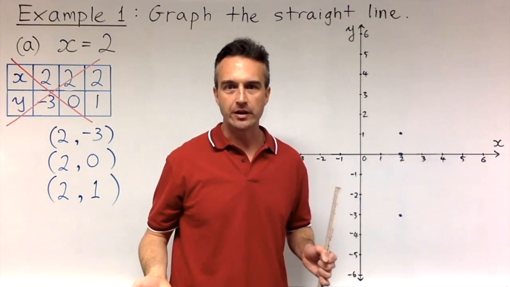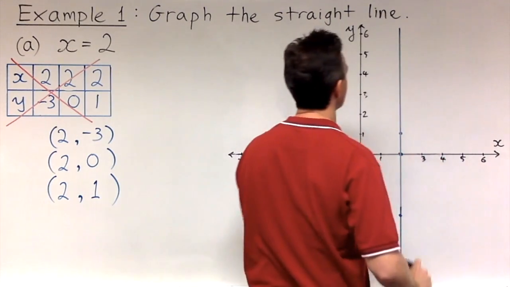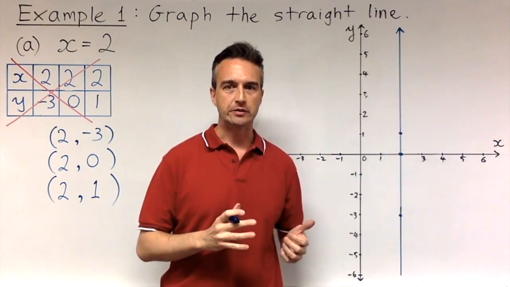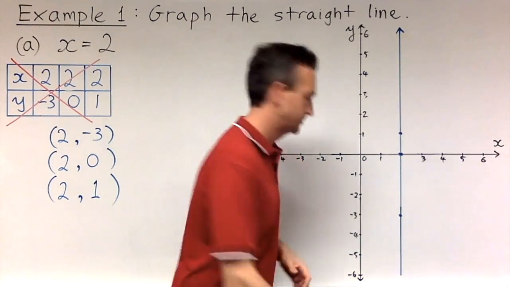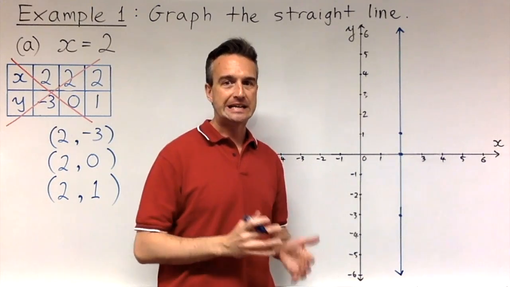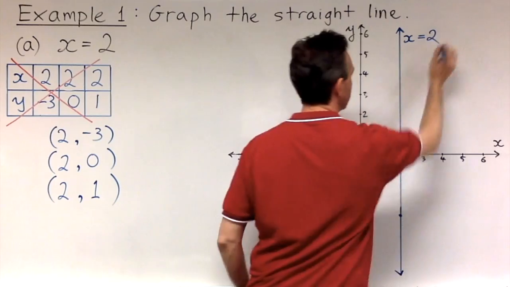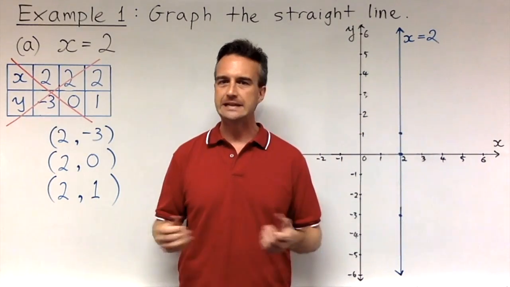Now we can just draw our line with our 3 points. And there we have our straight line graph. Don't forget your arrows. And let's write the equation next to the straight line. X equals 2. It's that easy.